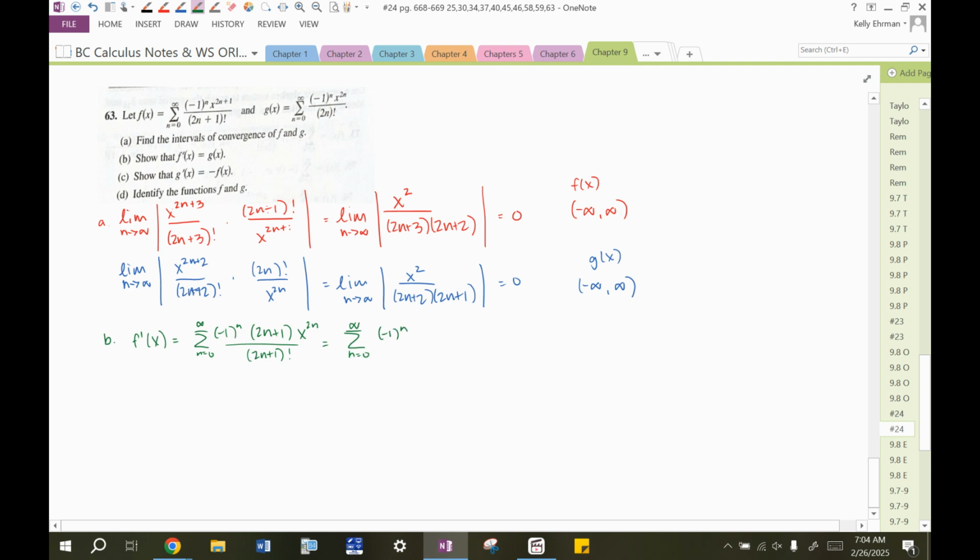The negative 1 to the n is still there. The 2n plus 1 can cancel with 2n plus 1 factorial, and you're just left with 2n factorial, x to the 2n, and that is the series for g of x.